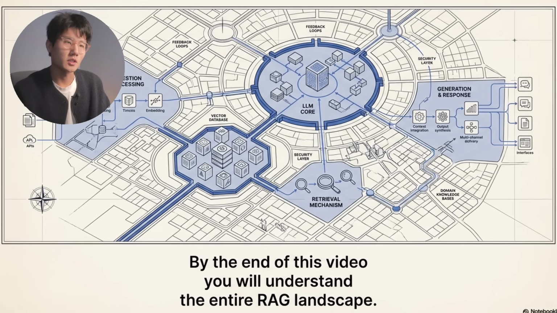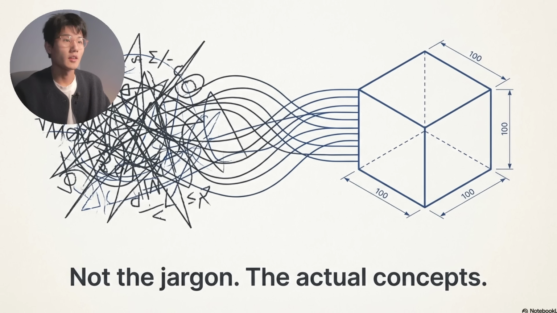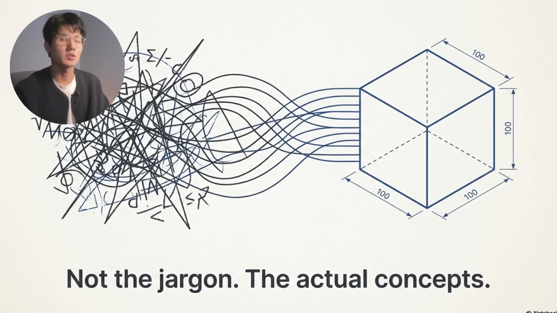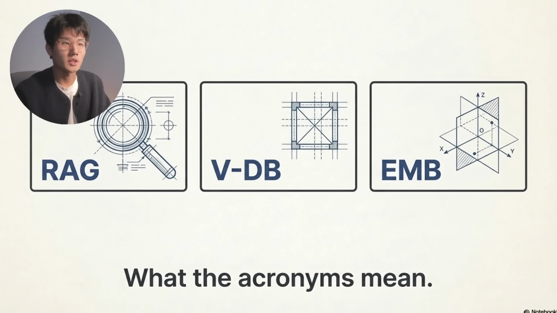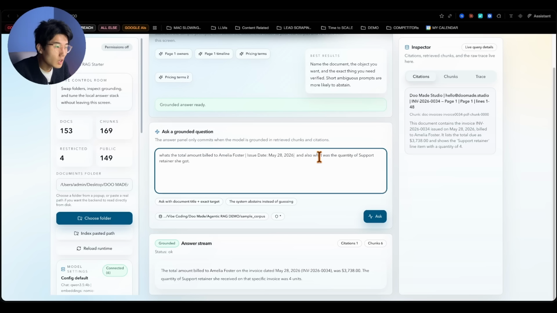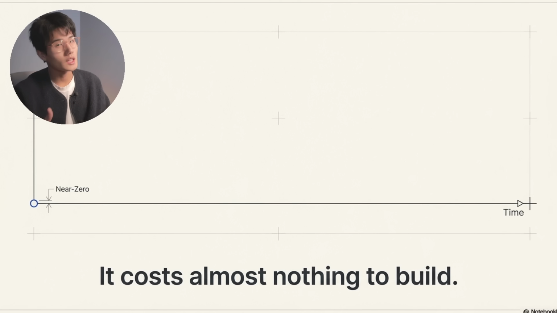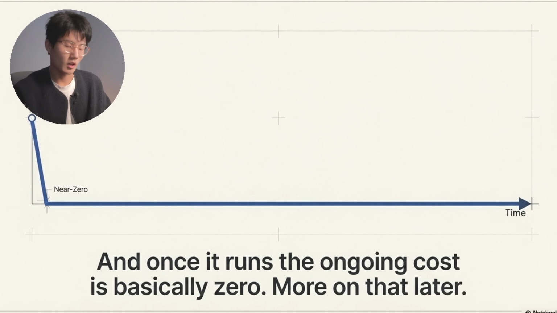Here's what this video is going to do for you. By the end, you will understand every major piece of the RAG landscape, not just the jargon itself, but the actual concept: when you need RAG, when you don't, what all the acronyms actually mean and how they connect to each other. And then I'm going to show you how to build a real RAG agent for your company. It costs almost nothing compared to what you're getting, and once it's up and running, the ongoing cost will be $0. More on that later. So we're basically going from what is this to I built this in a single video.